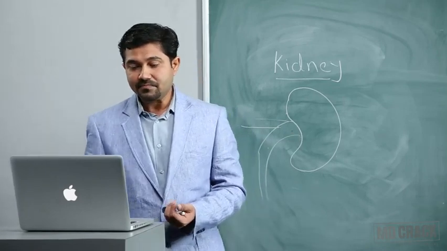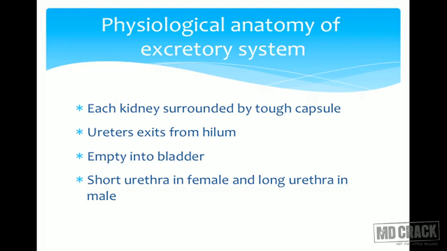Now, going to the detailed structure of the kidney again. Remember, the kidney has a tough capsule surrounding it, which prevents damage and also limits enlargement of the kidney. The ureters ultimately end in the bladder, and from the bladder the urethra starts, and ultimately the urine output is through the external urethral opening. One has to remember that the urethra is short in females and long in males. The short urethra creates some common problems such as urinary tract infections, which are much more common in females because of the short urethra.